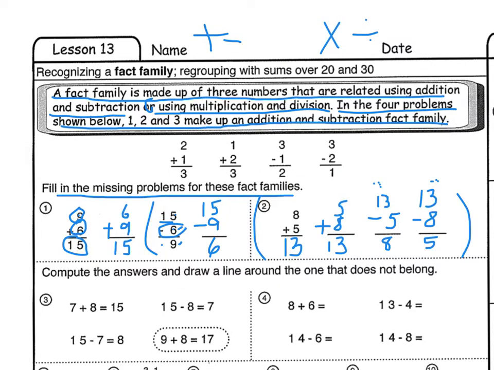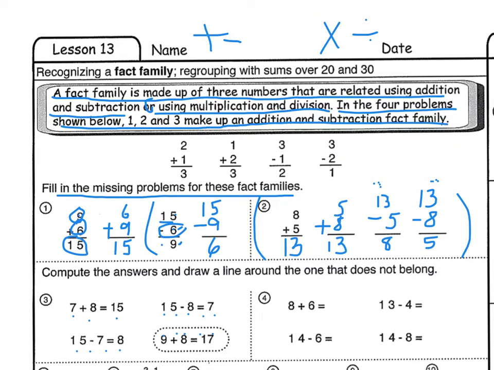All right, continuing along with the problems on the page. Number 3 shows you how you're going to do these on your daily math. 7 plus 8 is 15. 15 minus 7 is 8 right here. 15 minus 8 equals 7. And 9 plus 8 equals 17.